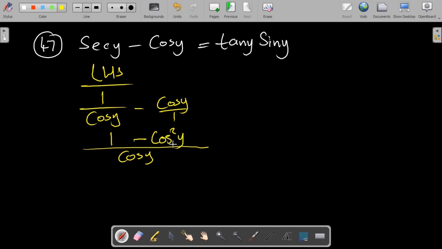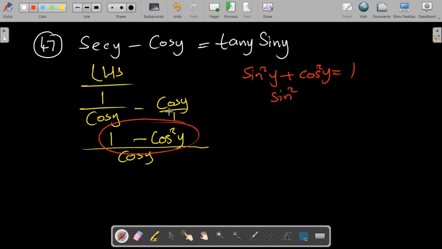So this is what we currently have now, and this reminds me of another identity, and the identity is sine squared of an angle plus cosine squared of the same angle give you 1. And if you move cosine to that side, it will look like this.